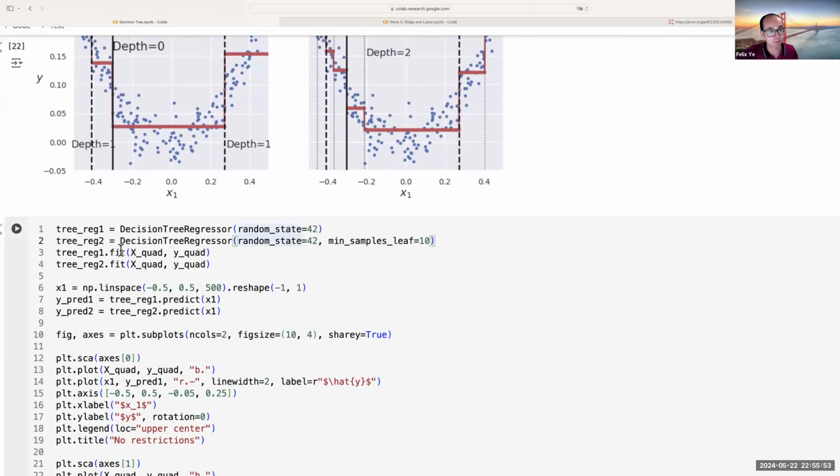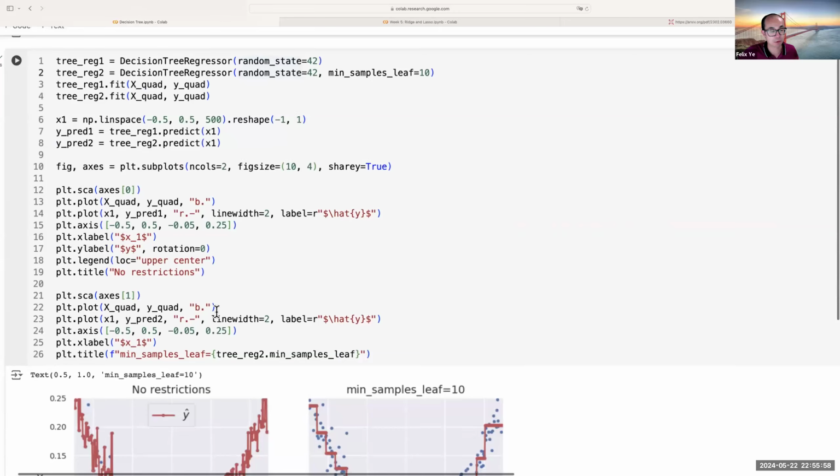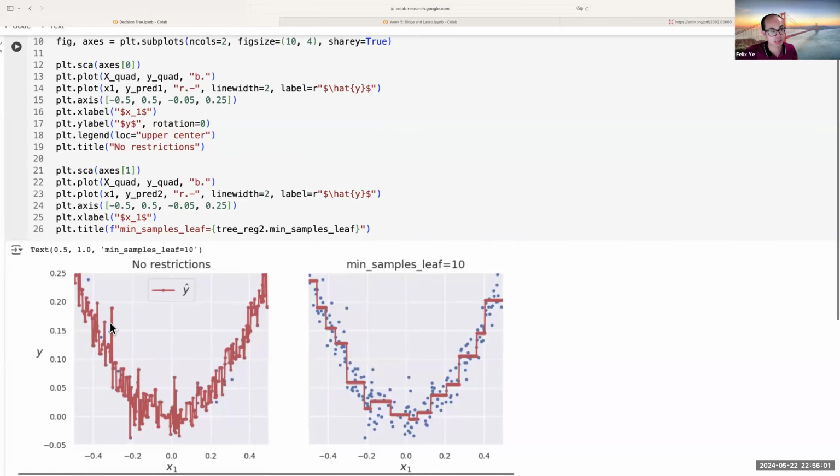All right, so we can do something different as well. If we don't apply any restrictions, the decision tree will try to connect every point of the function that we're trying to approximate. On the other hand, if we enforce that the minimum samples per leaf is equal to 10, that means each leaf has to have at least 10 points.